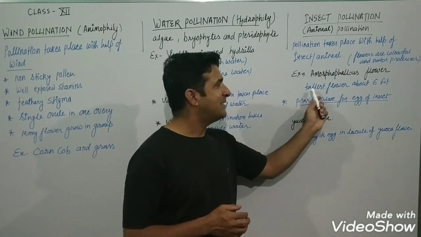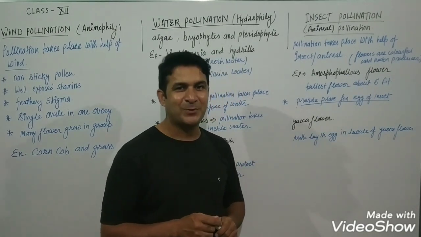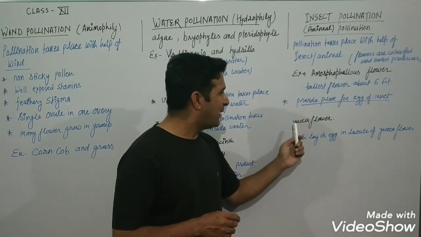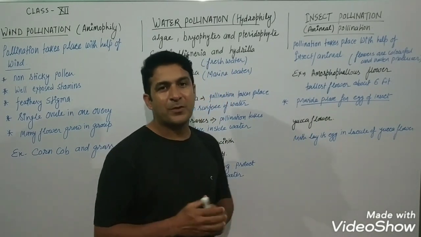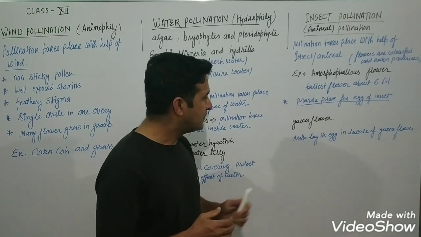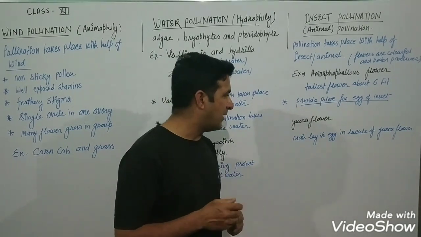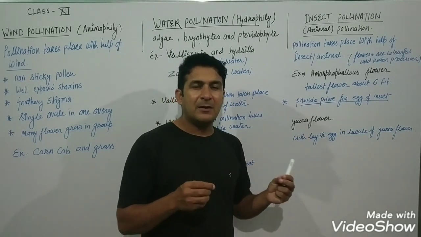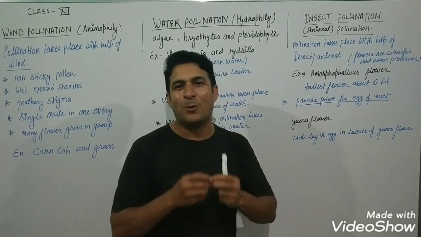Okay, and the second point is, it is the tallest flower, about 6 feet in height. Okay, the next is about the yucca flower. This yucca flower is also a very, very important flower, and many times questions come from it in the NEET exam. Here there is a friendship between the yucca flower and the moth.